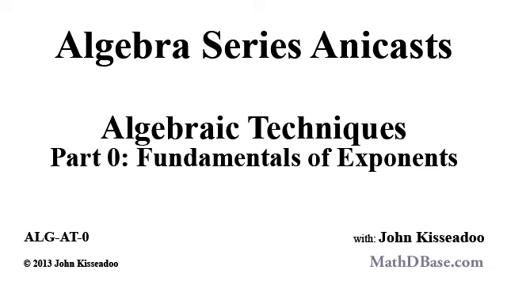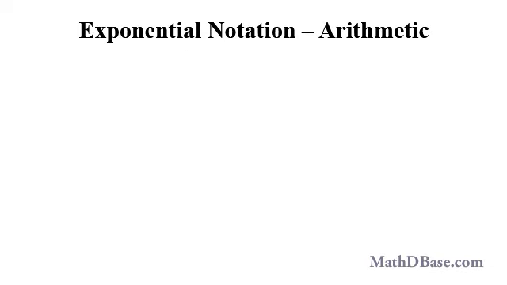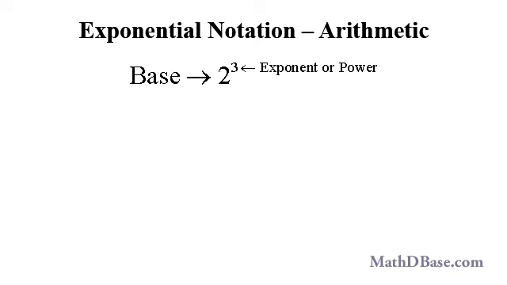In this installment in the Algebra series, I will discuss Algebraic Techniques, Part 0, Fundamentals of Exponents. Exponential notation is the use of exponents as shorthand in writing large and small numbers. An exponent is usually indicated by a numerical superscript, a symbol written slightly above and to the right of a representative factor called the base.